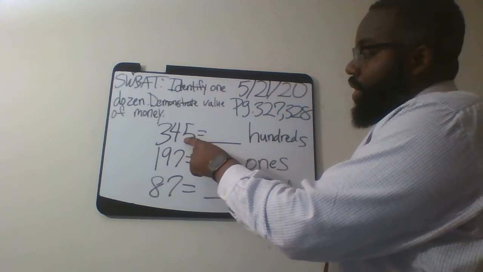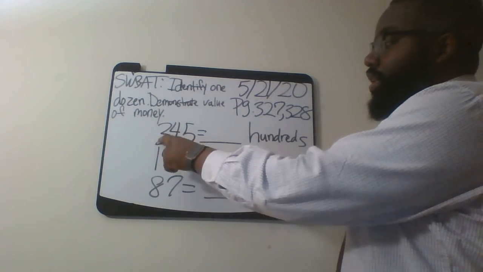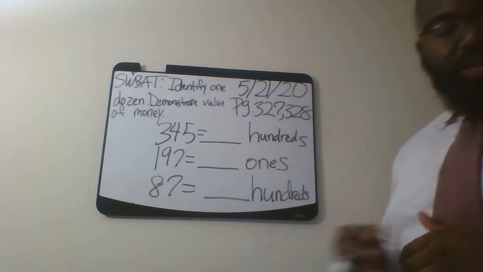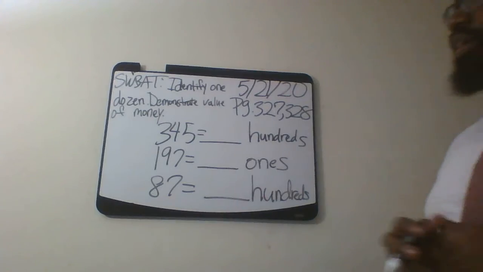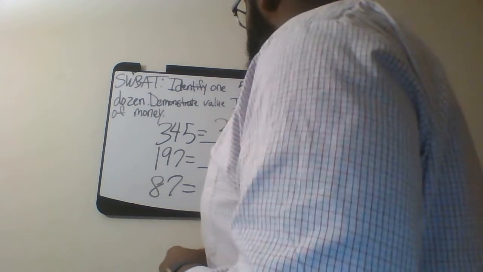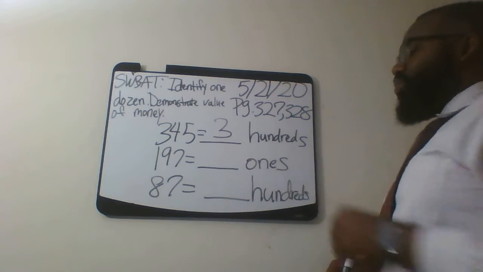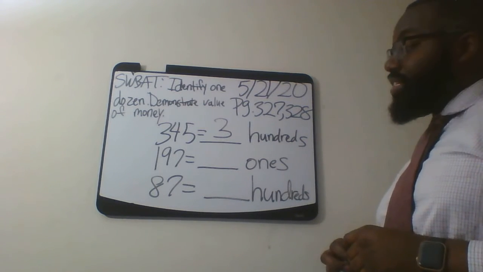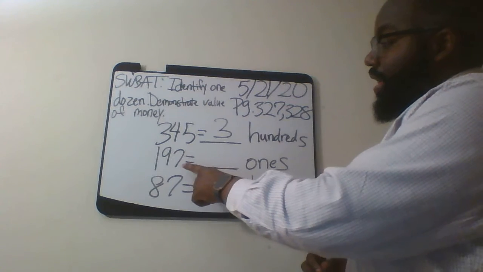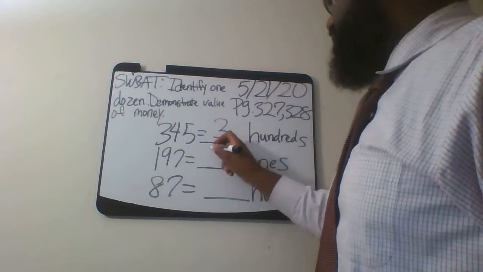So this is ones, tens, hundreds. The 3 is in the hundreds place. So what number will we write? Good job. We'll write the number 3. Let's go on to the next one. Here we have 197, and we're dealing with ones. So we have to focus on the digit in the ones place, and that is 7.